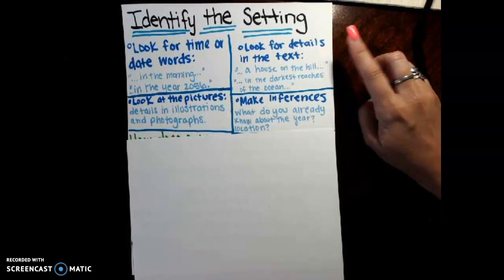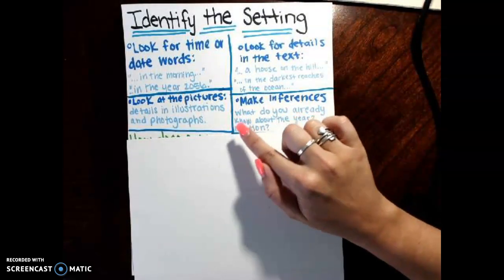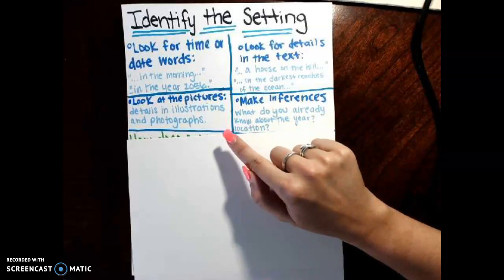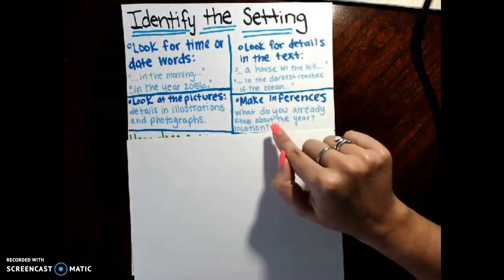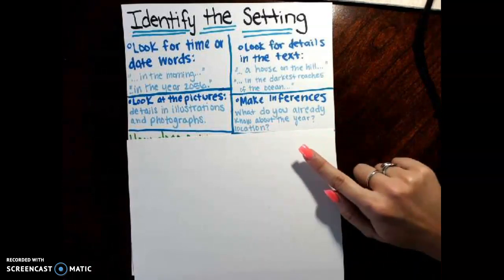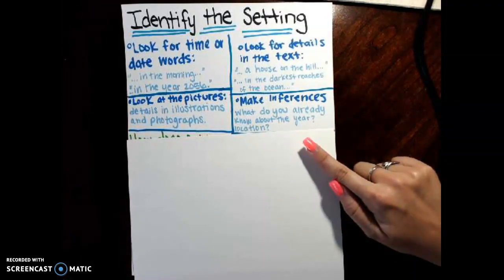We're also going to take a look at pictures. So details and illustrations and photographs. If your book has pictures, it can usually give you hints at where the setting is and what it looks like.